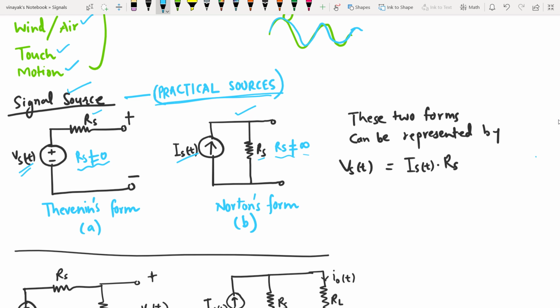The one on the left is usually called Thevenin's form, from Thevenin's theorem, and on the right we call it Norton's form. The current source in Norton's form can be derived from Norton's theorem, but it's not our objective to derive these theorems in this lecture. These two forms can be represented by this equation: in any circuit, left or right, we can write Vs of t is equal to Is of t times Rs. So it's voltage equals current times resistance, again Ohm's law. That is how we can represent the current and voltage signal sources.